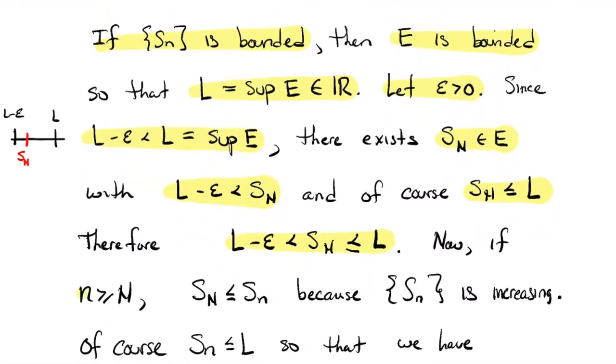Okay, so if you take any index bigger than that capital N, this sequence is non-decreasing. So the corresponding sequence term, S sub little n, has to be at least S sub capital N. So if I draw that in here, if I take any n bigger than or equal to capital N, that sequence term S sub n has to be greater than or equal to S sub capital N. Of course, it's also still less than or equal to L. L is greater than or equal to all the sequence terms.